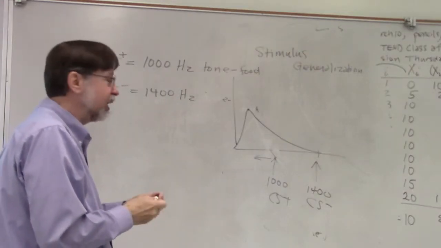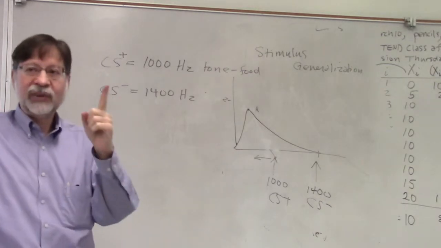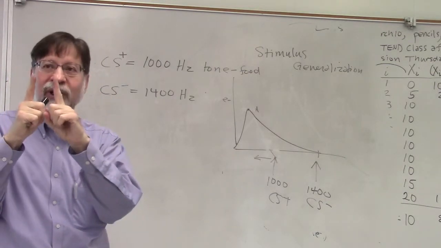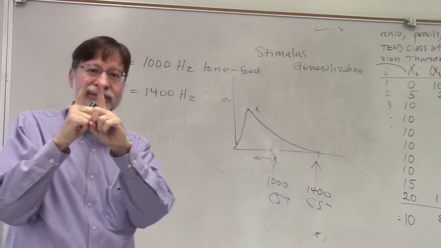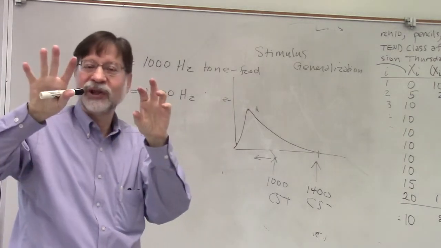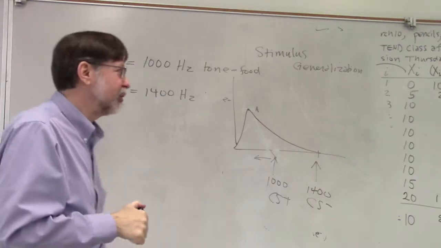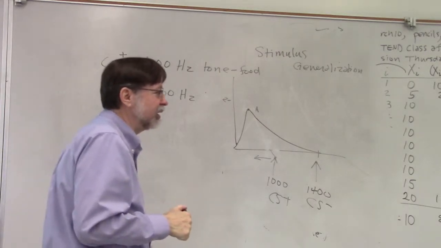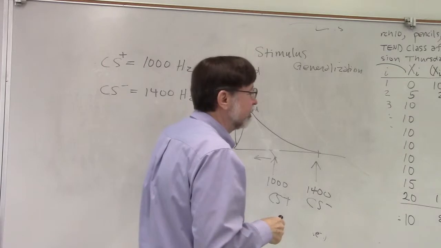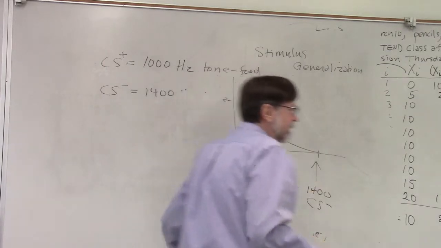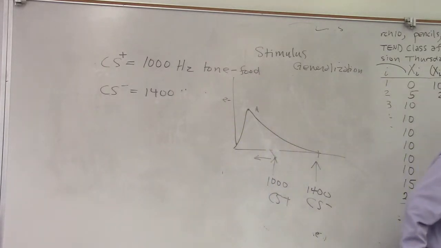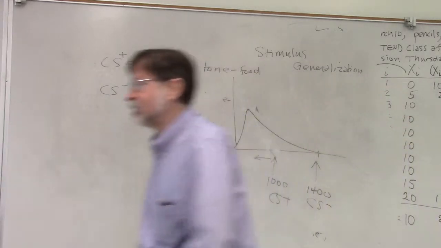Pavlov also created what he called an experimental neurosis. He made the things more and more similar until the dogs began barking. In one case the CS plus was a circle and the other an oval, and he made them more and more similar. The dogs began barking and acting like they were upset. He called that an experimental neurosis. I told you already about taste aversion or Garcia conditioning at the beginning of the lecture. So these are some of the terms of classical conditioning.